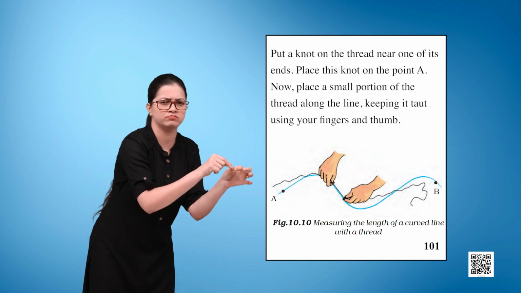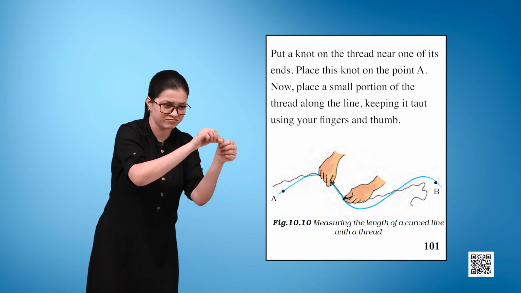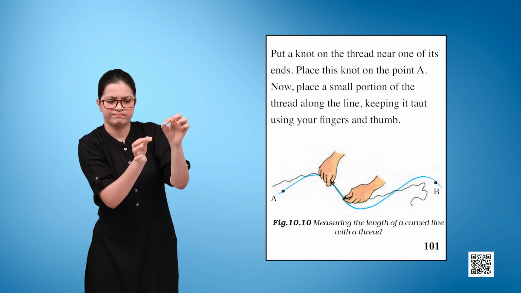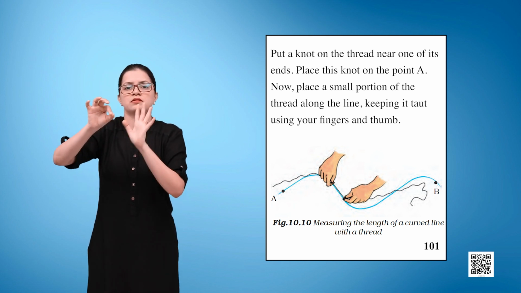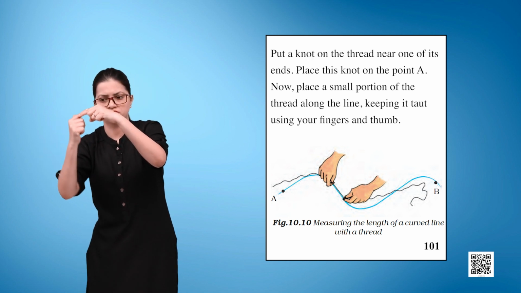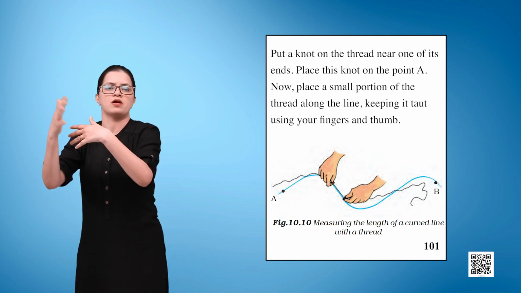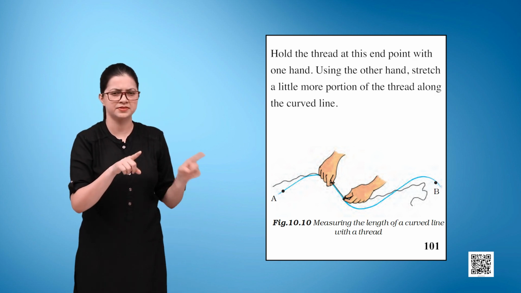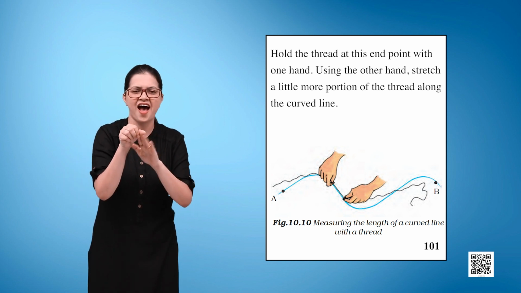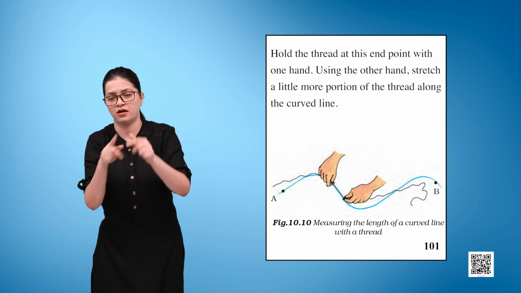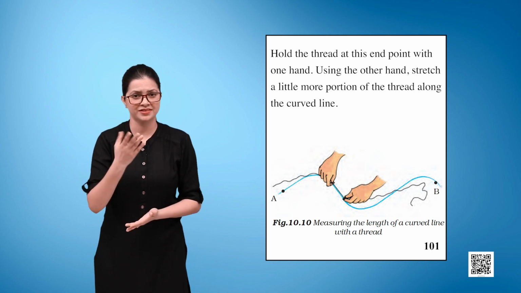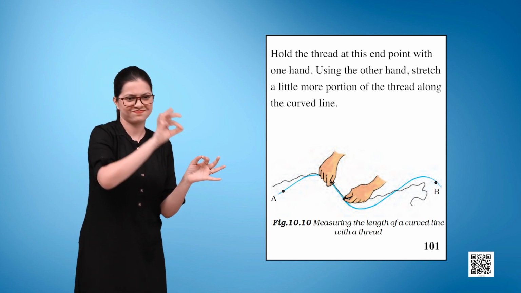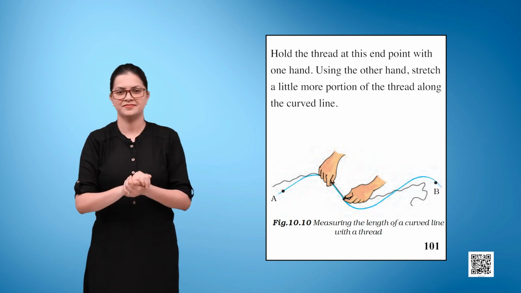Put a knot on the thread near one of its ends. Place this knot on the point A. Now, place a small portion of the thread along the line, keeping it taut using your fingers and thumb. Hold the thread at this end point with one hand. Using the other hand, stretch a little more portion of the thread along the curved line. Figure 10.10 shows measuring the length of a curved line with a thread.